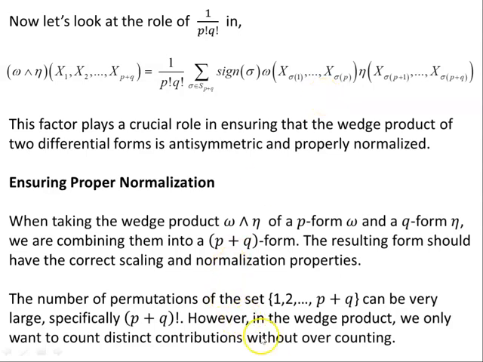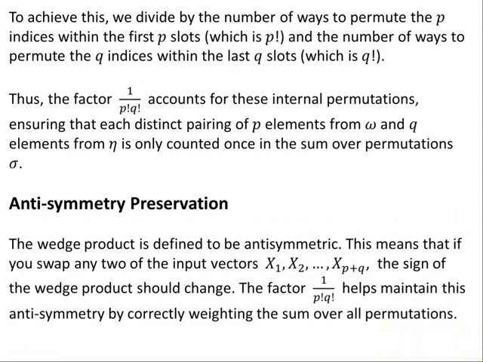However, in the wedge product, we only want to count distinct contributions without over-counting. And this is where the normalization, the rescaling, comes in. To achieve this, we divide by the number of ways to permute the P indices within the first P slots, which is P factorial, and the number of ways to permute the Q indices within the last Q slots, which is Q factorial. That's the factor 1 over P factorial Q factorial, which accounts for these internal permutations.